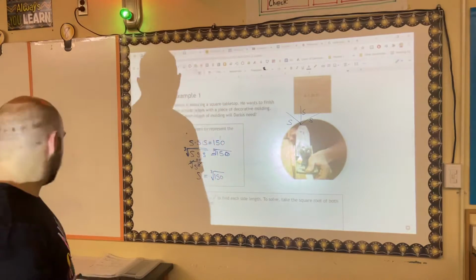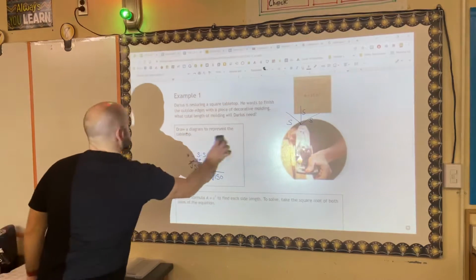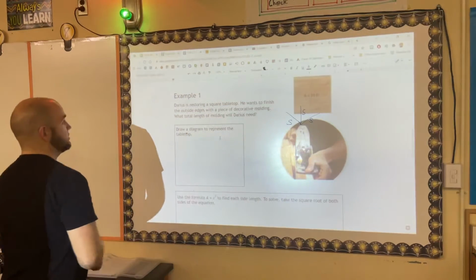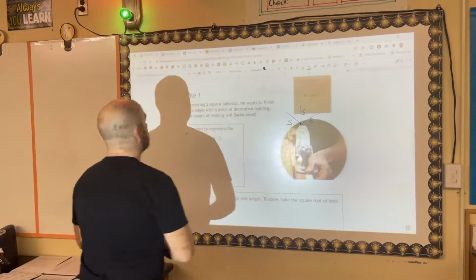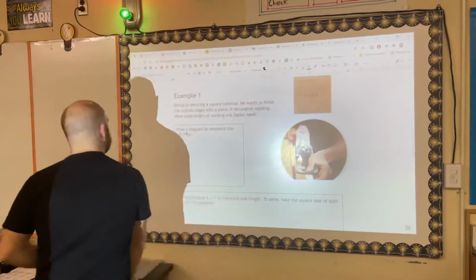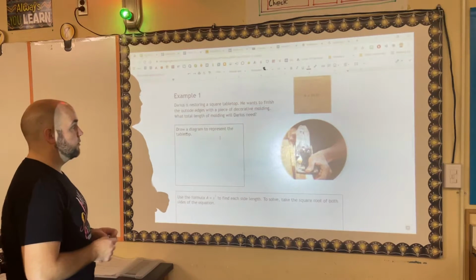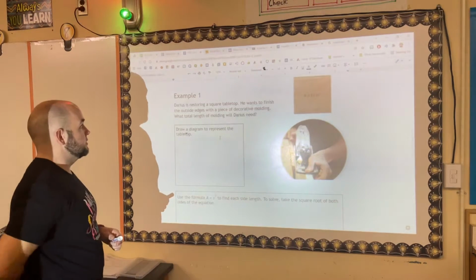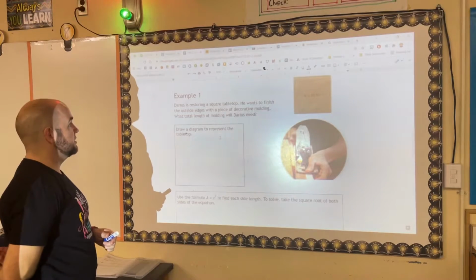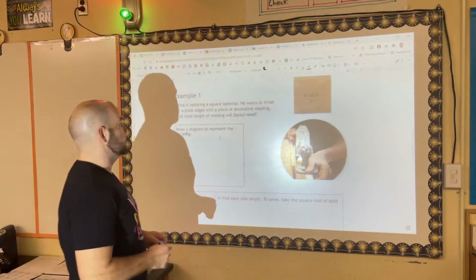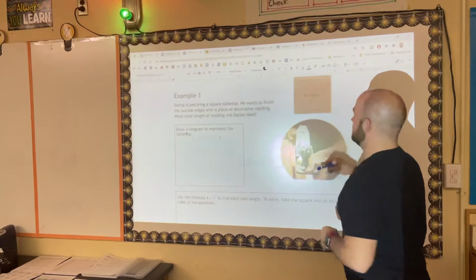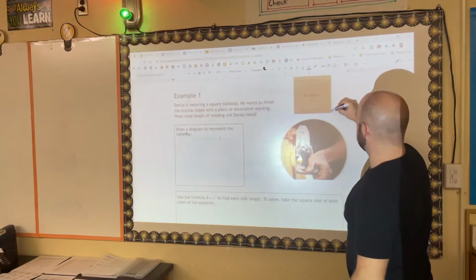All right, so here's a diagram. Example 1. Darius is restoring a square tabletop. He wants to finish the outside edges with a piece of decorative molding. What total length of molding will he need? So he's restoring a square tabletop, wants to finish the outside edges with the decorative molding. So that's the outside edges.